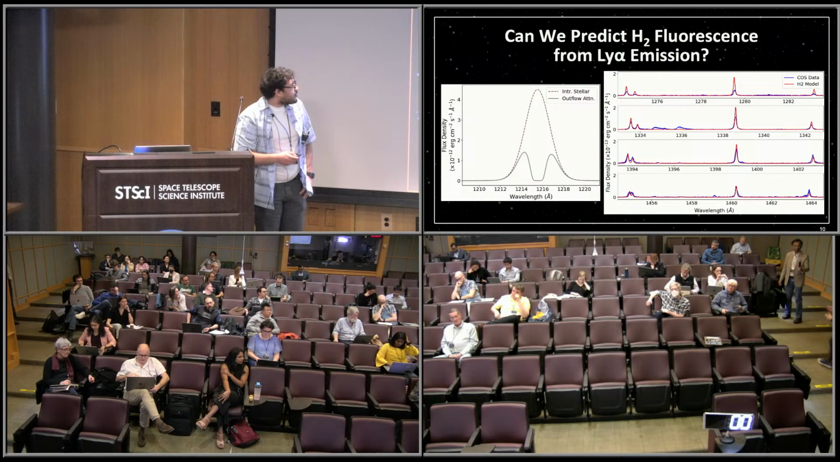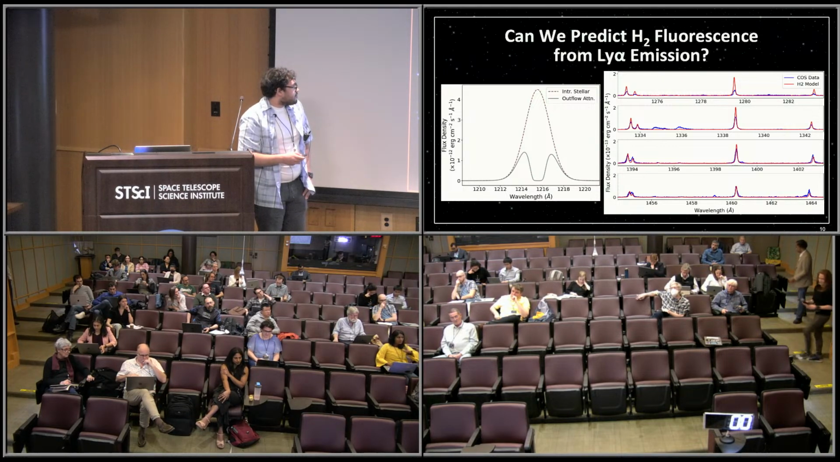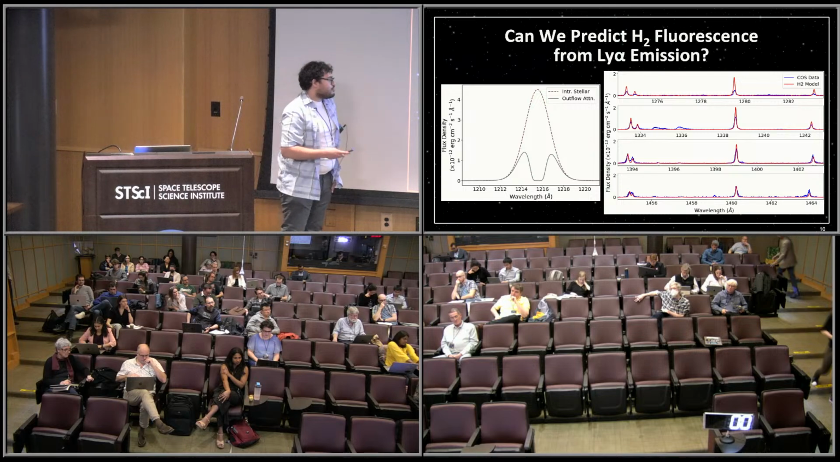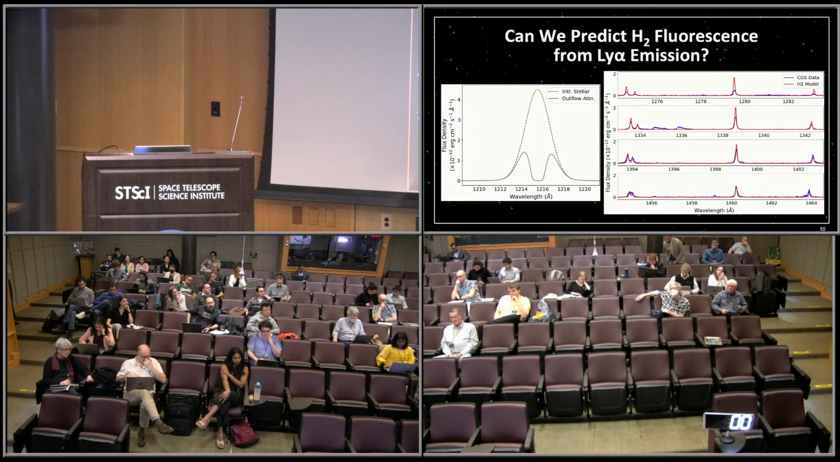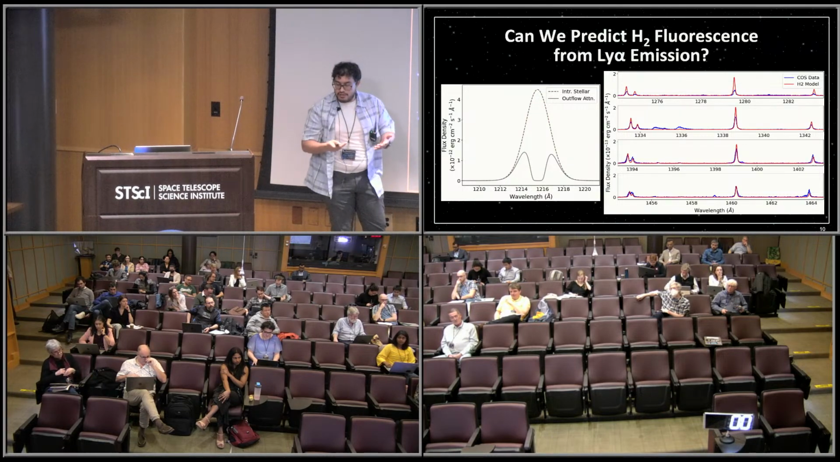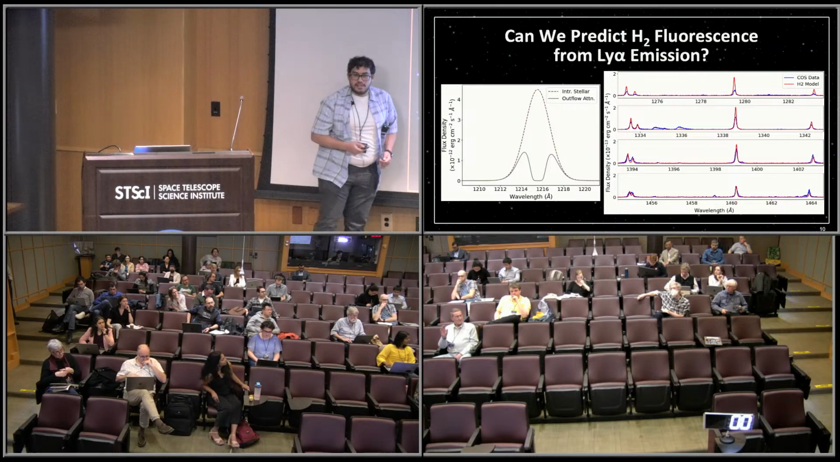Sure. So I think getting the profile shape is pretty important. The H2 features are going to absorb at very specific parts of this profile. So within those wavelength bins, it's good to know what the absolute flux is, but you do want a general idea of what the shape of this profile looks like.